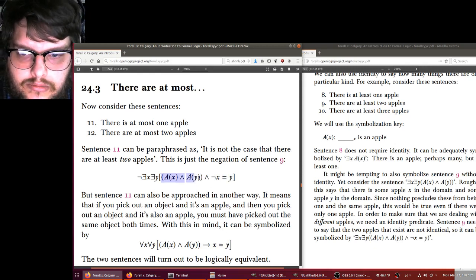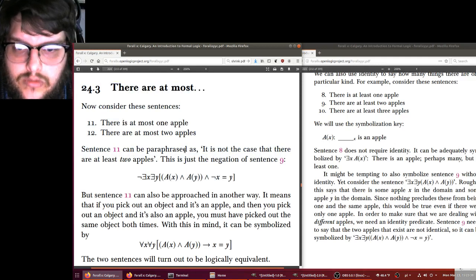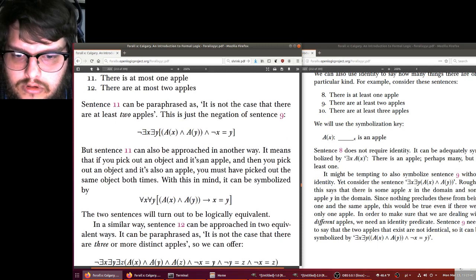Again, you negate this and you get an or, and then you negate this and you get x equals y, and not p or q is really equivalent to p implies q. I think, yeah. So that's how that will work.